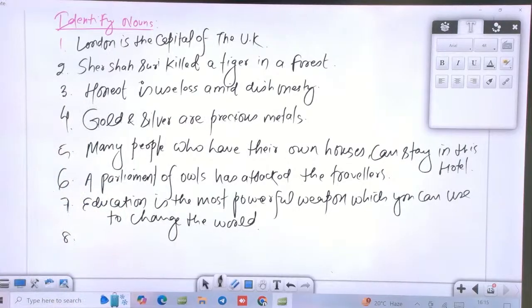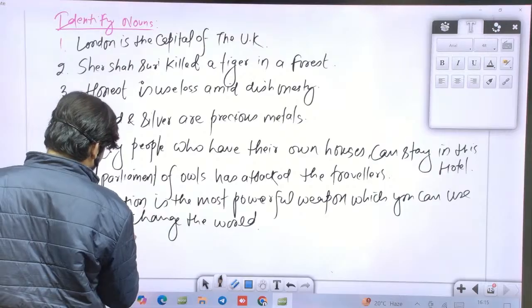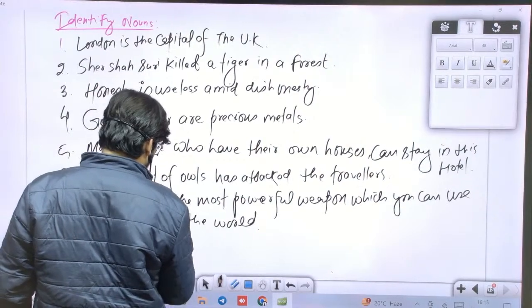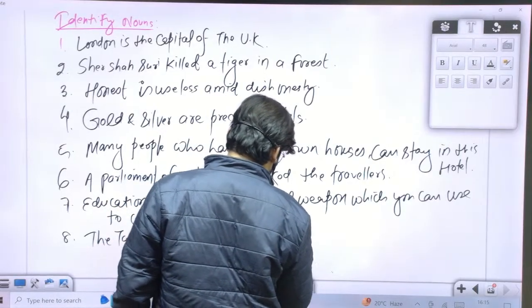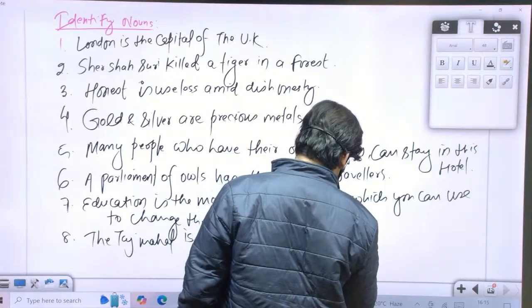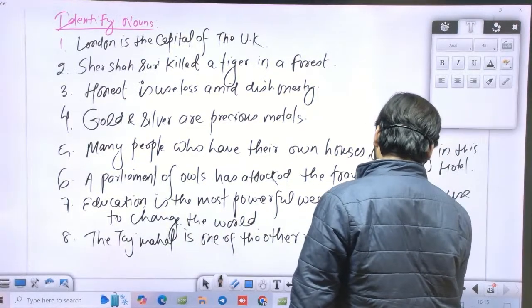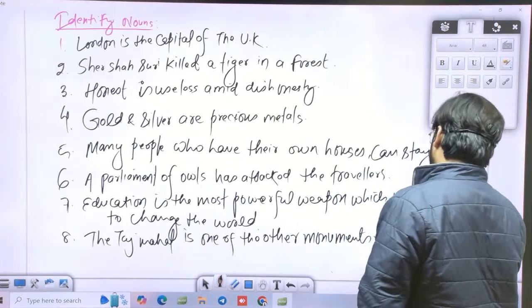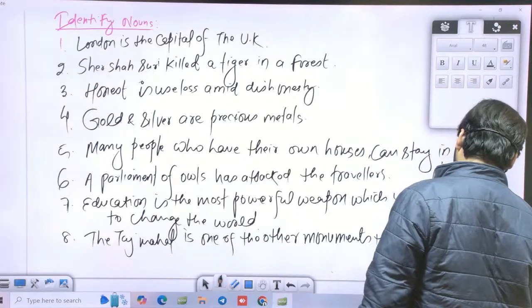Our last question is: The Taj Mahal is one of the monuments that were worth seeing.